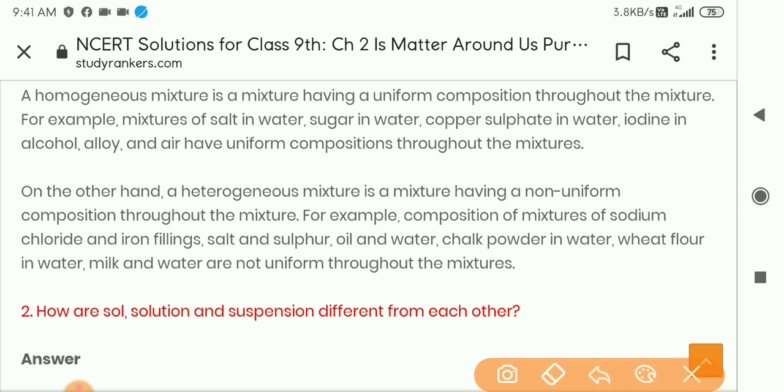For example, a mixture of sodium chloride and iron filings. If iron filings are added to sodium chloride, then salt and iron filings form a heterogeneous mixture. Salt and sulfur is also a heterogeneous mixture. Oil and water is also a heterogeneous mixture, because it forms distinct boundaries. Chalk powder in water also, the chalk settles down and forms two different layers. Wheat flour in water also makes different layers. Milk and water is not uniform throughout the mixture.